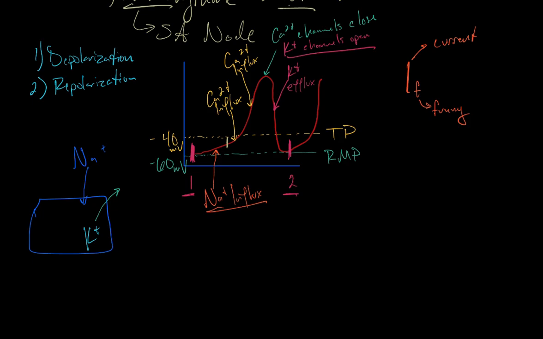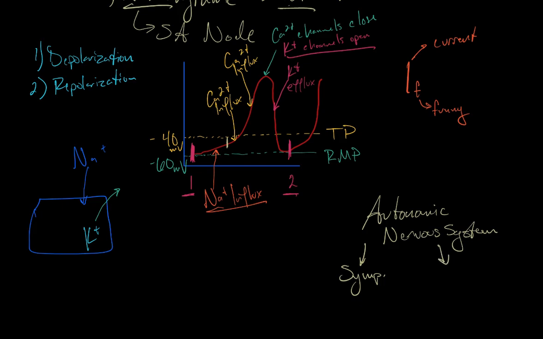Well, if we're thinking about it from a systems perspective, from a physiological perspective, one thing that we may have is the autonomic nervous system, right? So what is the autonomic nervous system doing, or what are its divisions? Well, we have the sympathetic division, but we also have the parasympathetic, right?